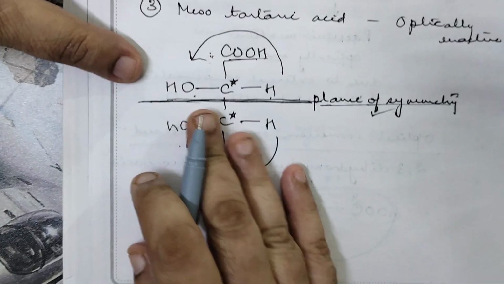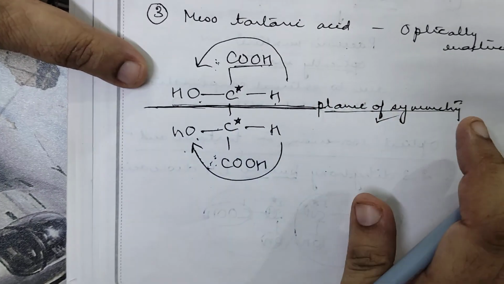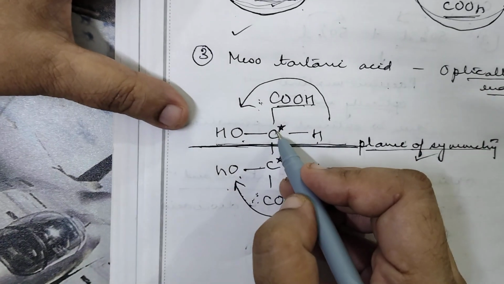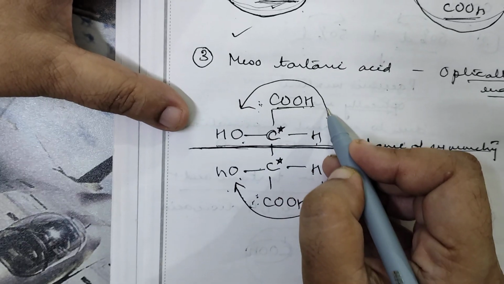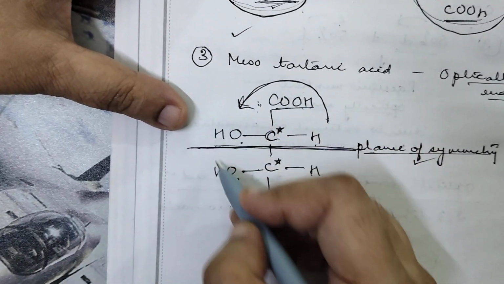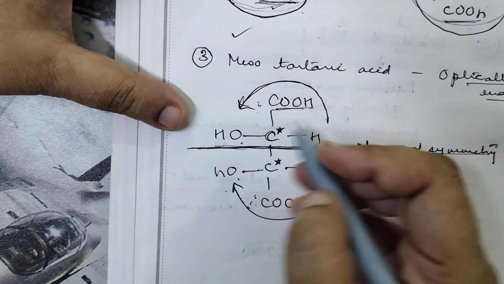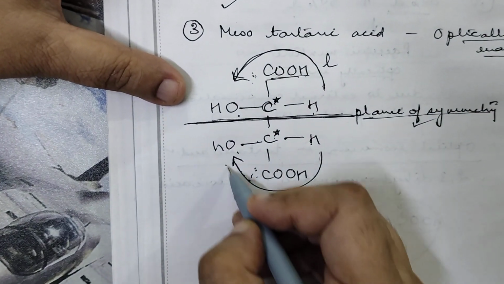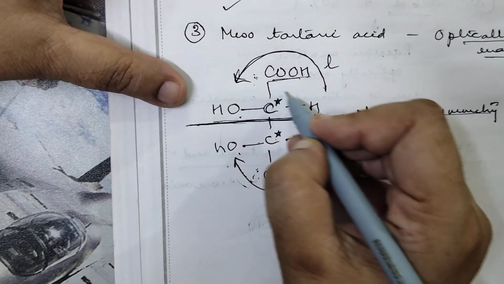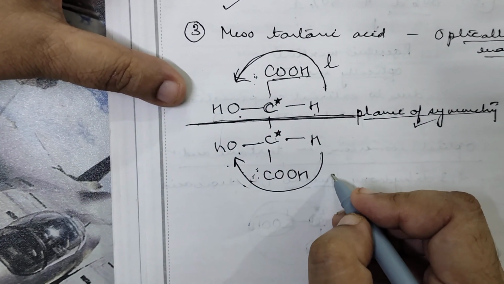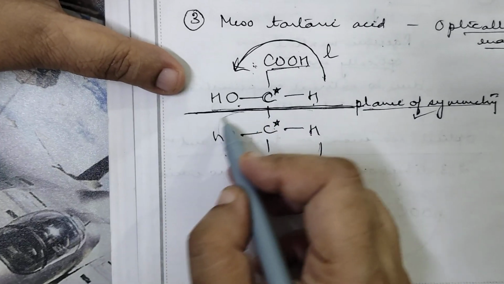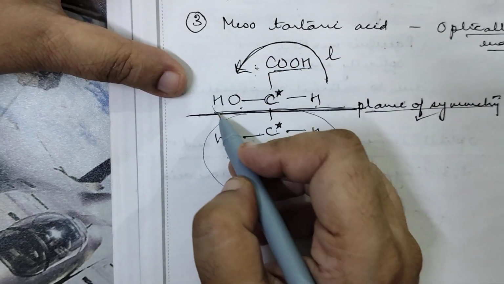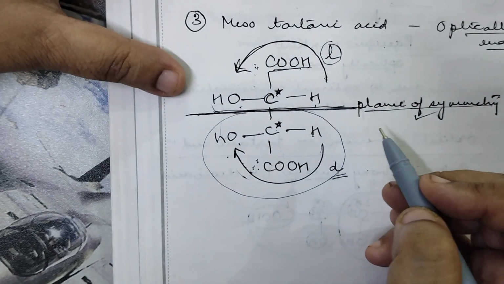But here plane of symmetry is present, so it will not show optical isomerism, it will be optically inactive. You can see this carbon is causing the rotation towards left hand side, that is anti-clockwise direction, and this carbon is causing the rotation towards right hand side, that is clockwise direction. That is, this part of the molecule is dextrorotatory and this part of the molecule is levorotatory.